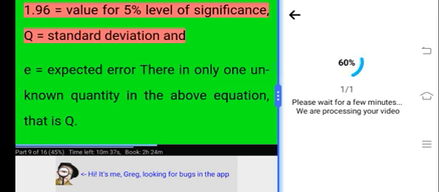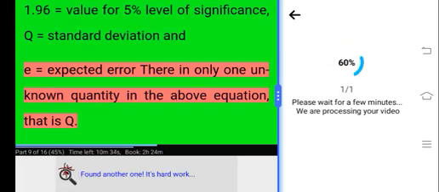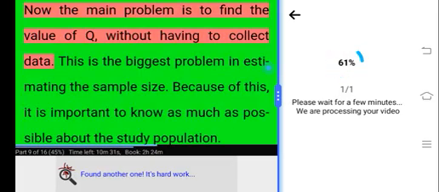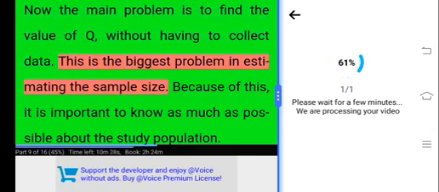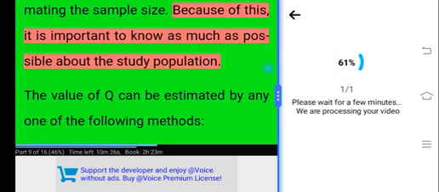1.96 E for a 5% level of significance, q equals standard deviation, n. E equals expected error. There is only one unknown quantity in the above equation, that is q. Now the problem is to find the value of q without having to collect data. This is the biggest problem in estimating the sample size. Because of this, it is important to know as much as possible about the study population.